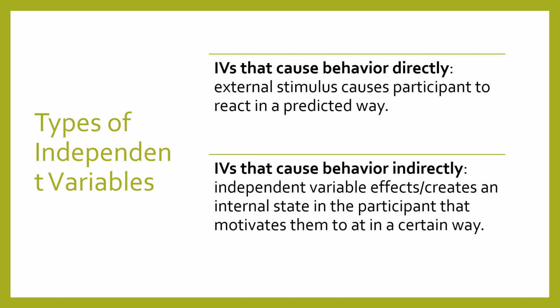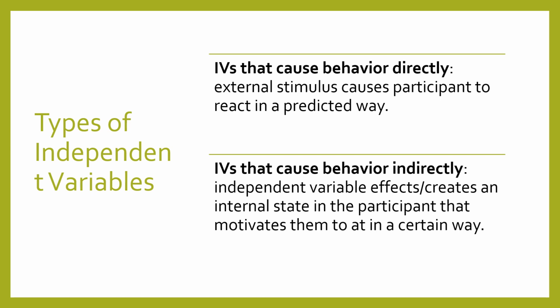So independent variables that cause behavior directly is basically where there's an external stimulus that causes a participant to act in a predicted way. For example, the number of confederates in a room causes an individual to act a certain way, which we saw in the Asch conformity study and in the smoke-filled room study.